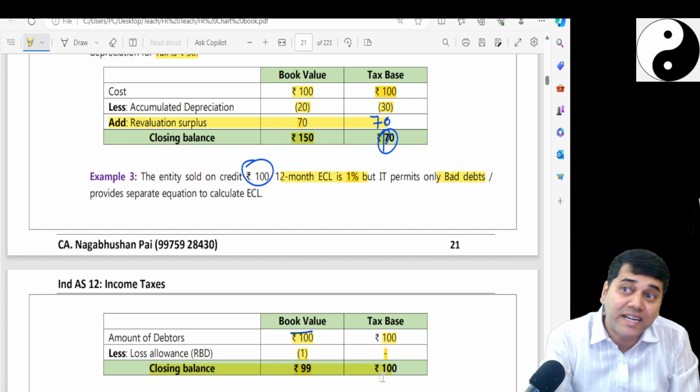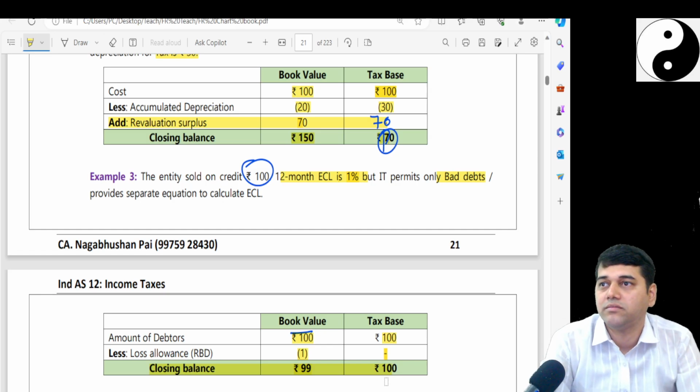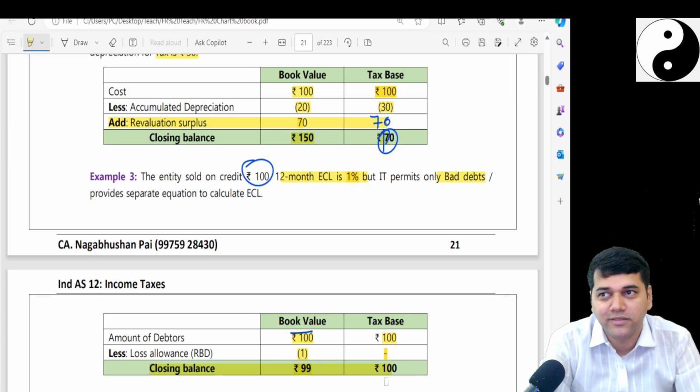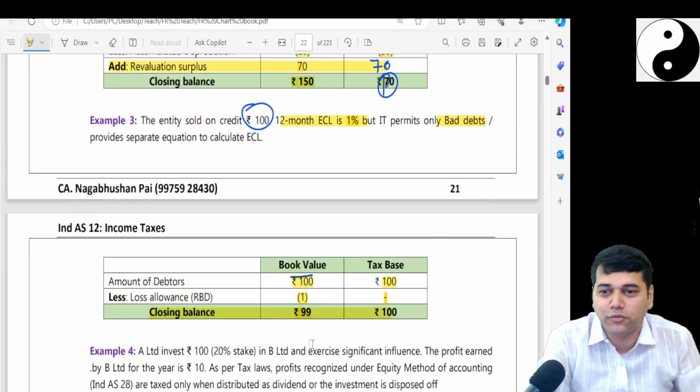So what is their tax base now? How much debtor is sitting in their balance sheet? 100. Perfect. No doubts? Things are very clear? Okay. Now let me take one more thing.